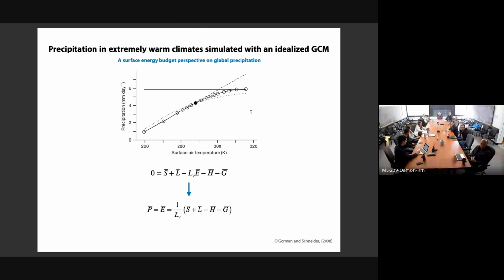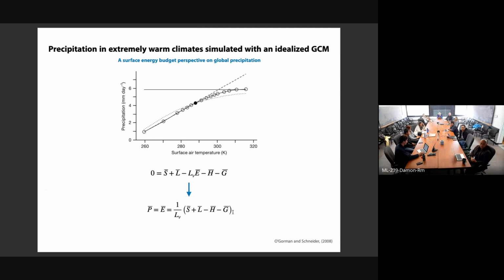So they just looked at the surface energy budget. What I've written down here is the surface energy budget, where 0 is balanced by shortwave, longwave, evaporation, sensible, and then any ground heat flux or storage by the ocean. And you can rearrange this to say that globally precipitation equals evaporation, and it's a function of these shortwave, longwave, sensible, and ocean heat storage terms.